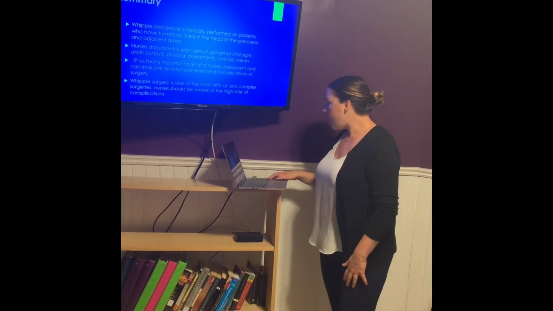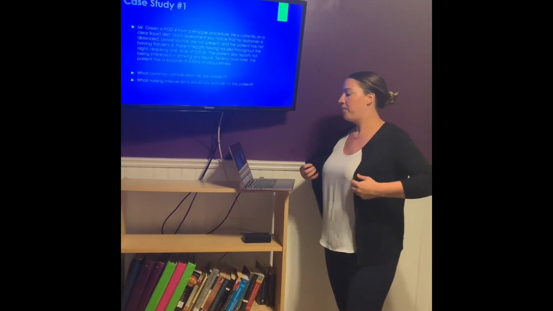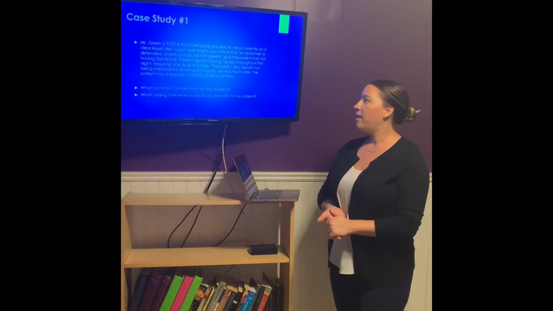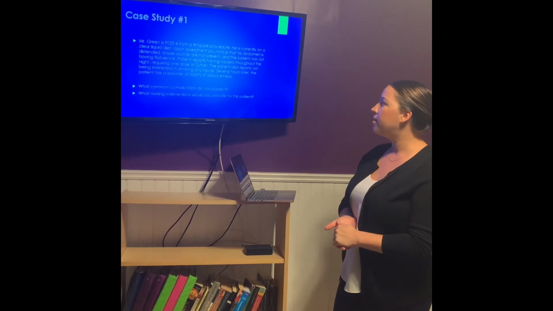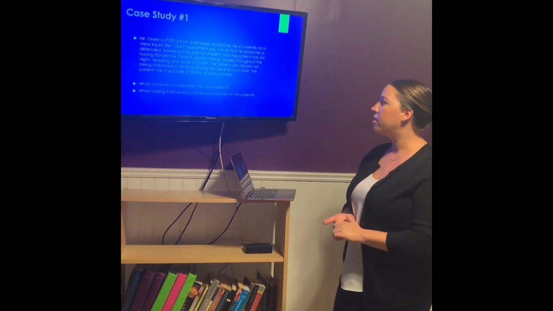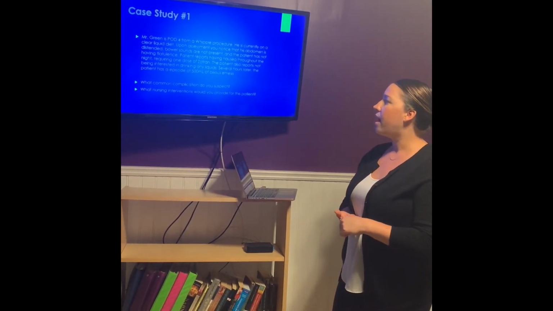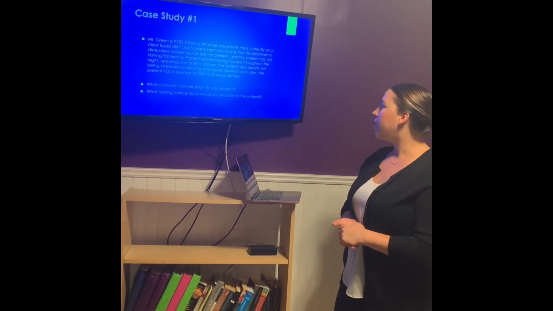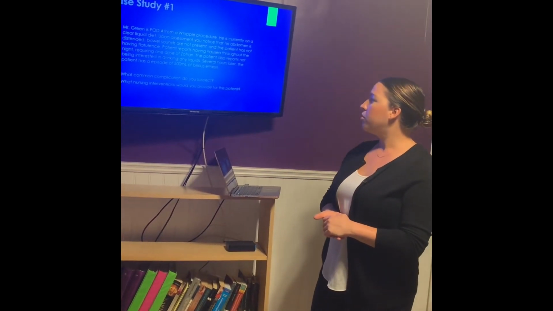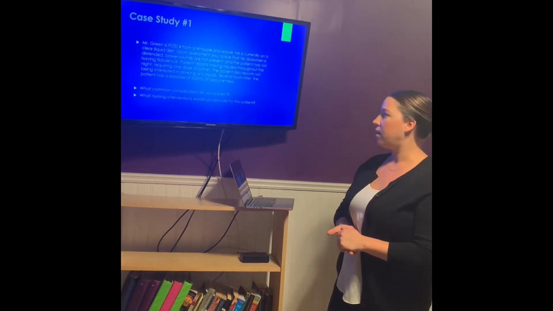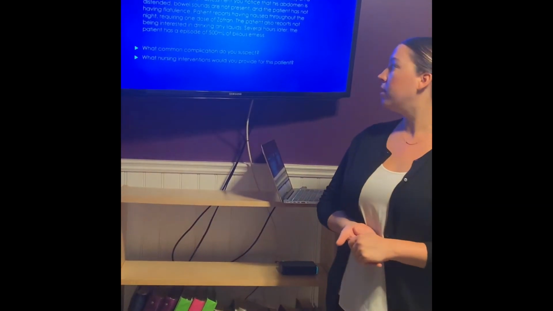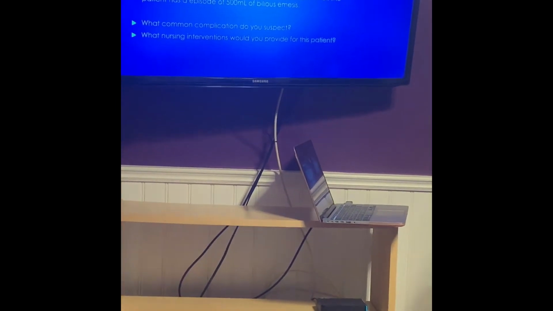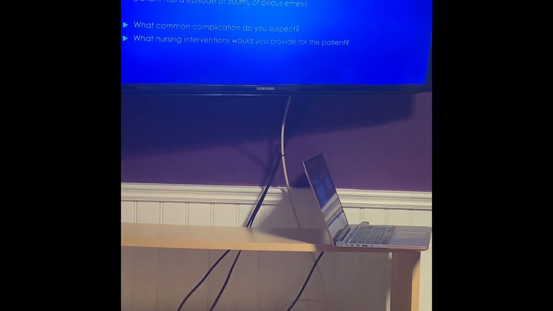All right, so now I have a little case study for you. So Mr. Green, he's post-op day 4 from a Whipple procedure and currently on a clear liquid diet. Upon assessment, you notice that his abdomen is distended, bowel sounds are not present, and the patient is not having flatulence. Patient reports having nausea throughout the night, and also reports not being interested in drinking any liquids. Several hours later, the patient has an episode of 500 milliliters of bilious emesis. So what common complication do you think this patient is experiencing?